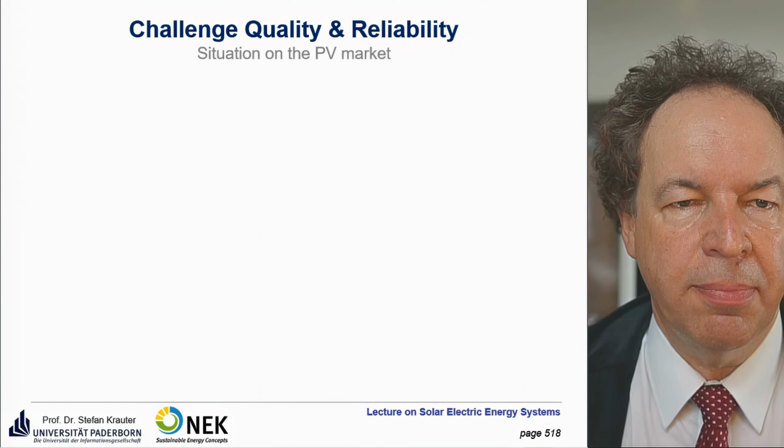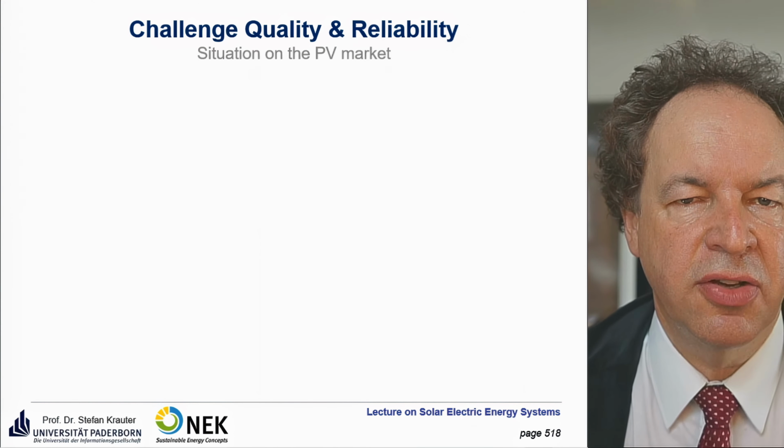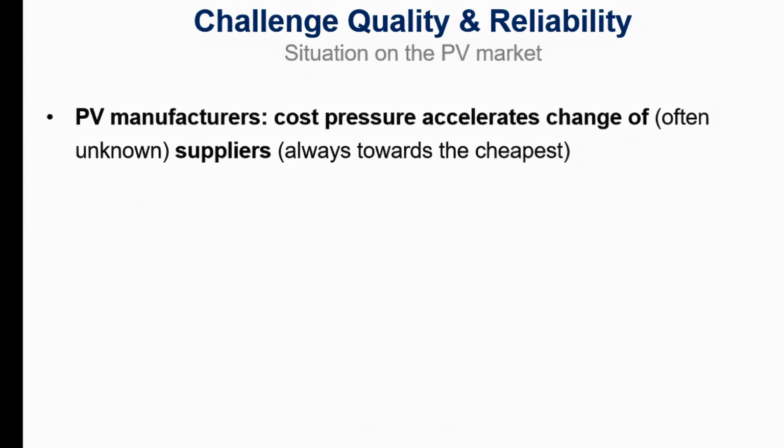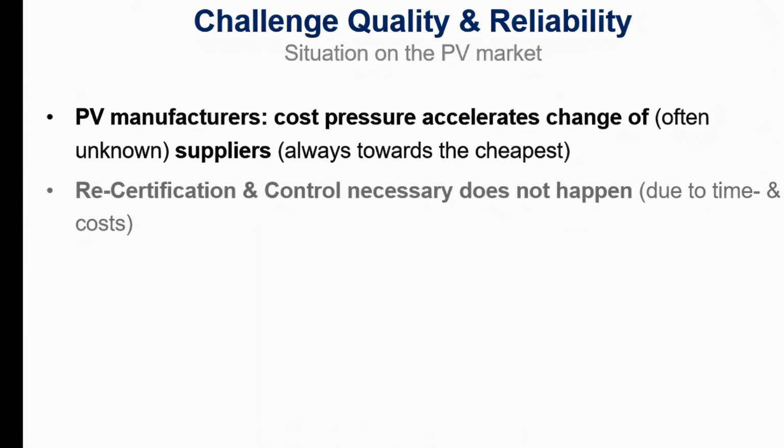Okay, we come to a different chapter. We talk about the challenge of quality and reliability, the situation in the PV market. As I mentioned already, there's a very hard cost pressure, not only for installation, but also for the manufacturer. And so they quickly change suppliers. Formerly, they stayed with suppliers for a long time because there was trust. But nowadays, since you always have to choose the cheapest supplier, there is a high fluctuation between suppliers. Sometimes the quality and the suppliers are unknown.